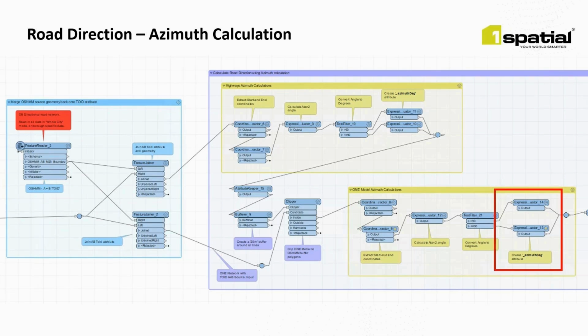And then a final step of this section would remove small segments that had made it through, so anything smaller than 0.1 meters was excluded. And then these features were passed out to the final file geodatabase non-spatial table called the TOID lookup.